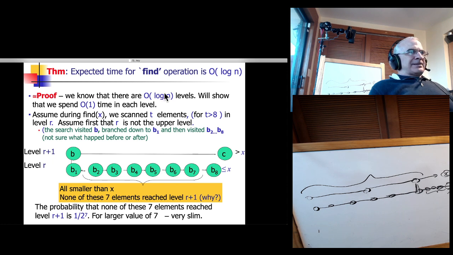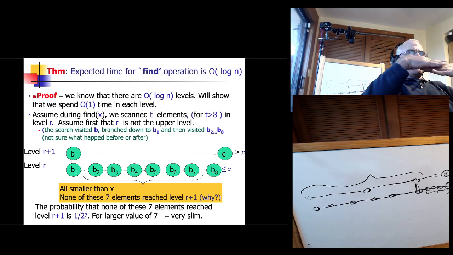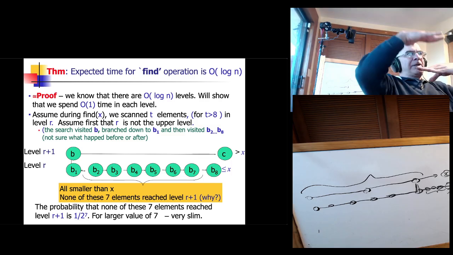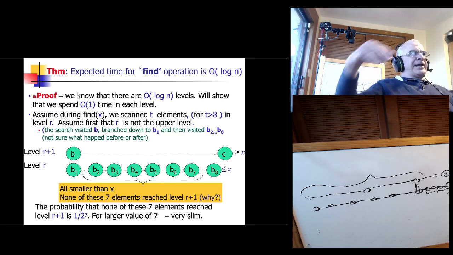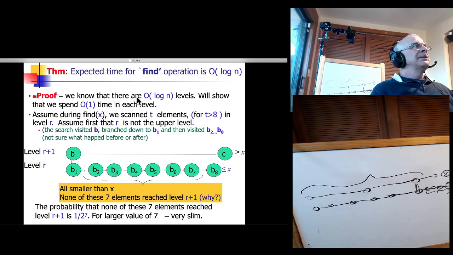How many levels do we have? That was where I think I convinced you that I only have log n levels, because the expected number of elements per level was halved: n over 2, n over 4, n over 8, n over 16. So after log to the base 2 of n levels, you're running out of elements. So that was easy. You have only log n levels. But who told you that you're going to spend only constant time per each level? That's much less obvious. Who told you that you're not going to spend many elements out there?